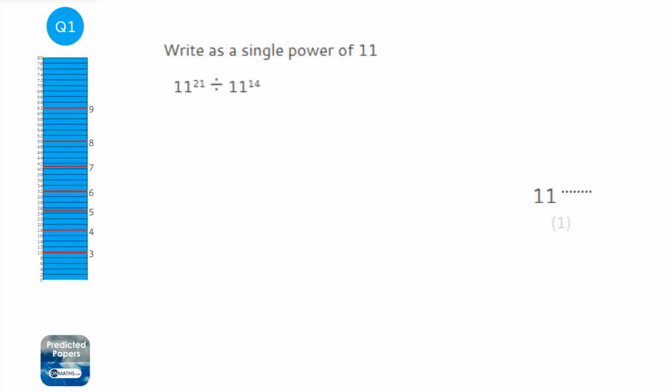So this is a question where we're dividing indices. Whenever you divide two powers with the same base, and the base here is 11, all you do is subtract the powers. So 21 take away 14 is going to be 11 to the power of 7.